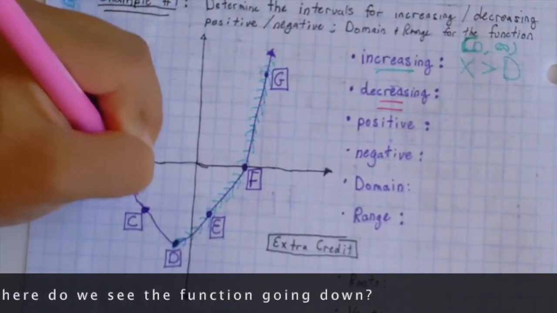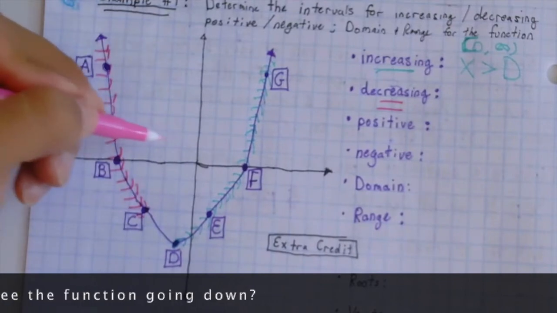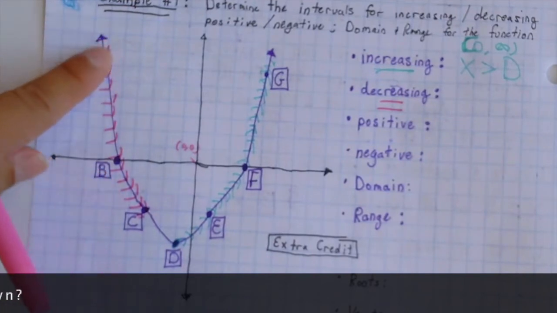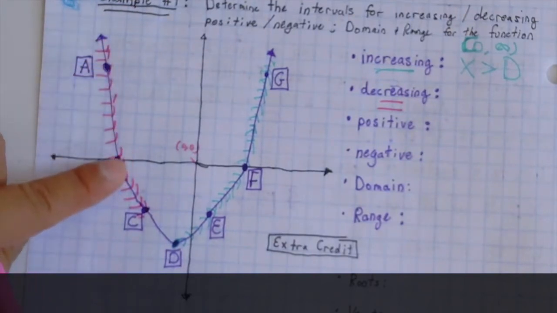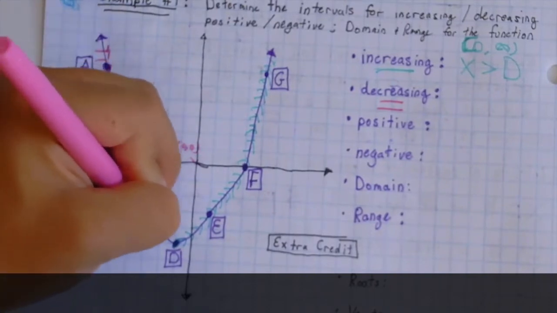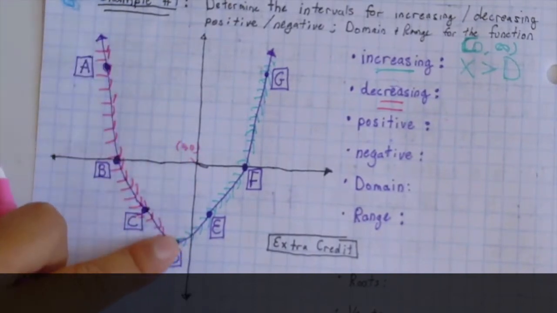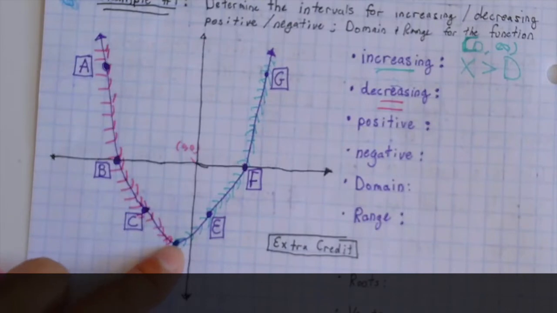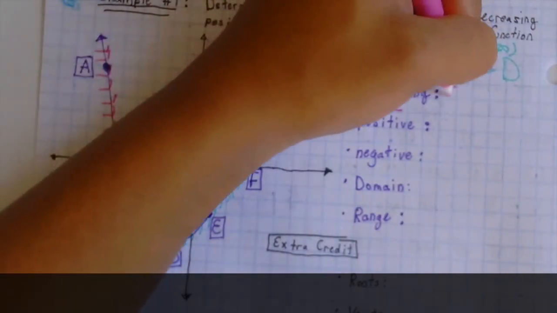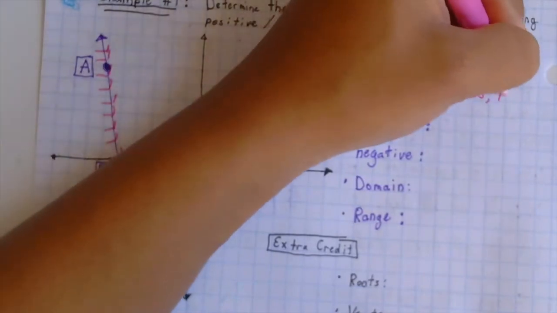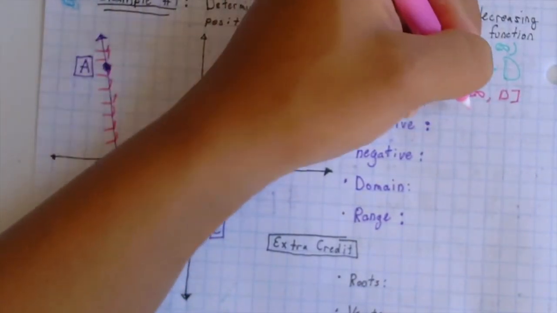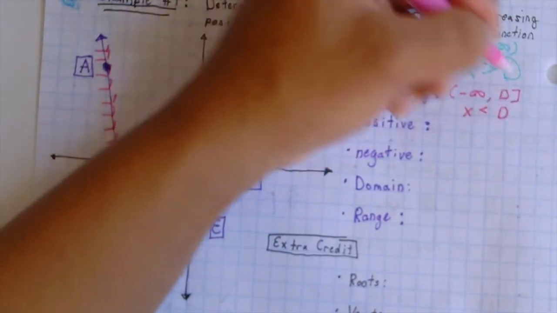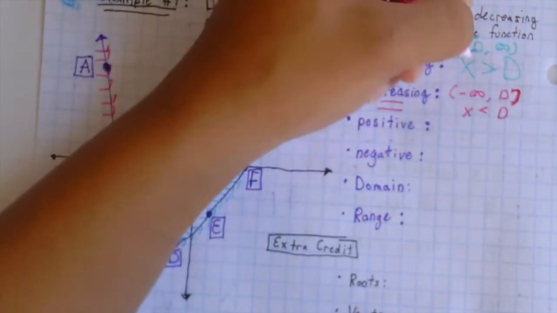See how I'm getting lower and lower in my y values? And I'm getting closer and closer to the x-axis, right? Because this is 0, 0. So here we have like a -6, -5. Now I'm at -4, closer to -3, -2, -1. Okay, I'm getting closer and closer to a greater negative value. Therefore, it is decreasing. We can either say from -infinity, comma D including, or x is less than D, not including.